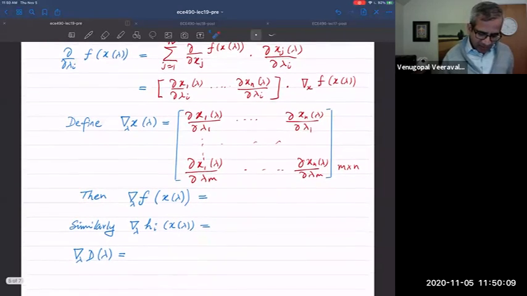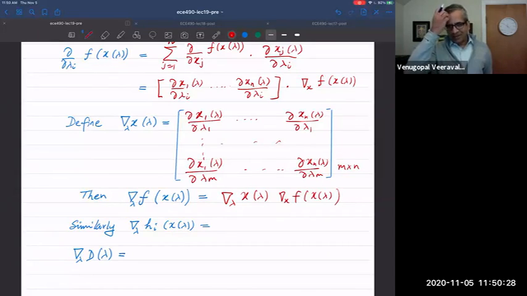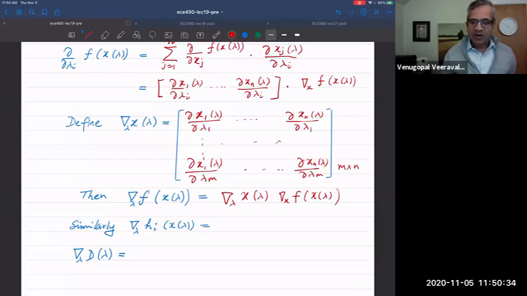So the gradient with respect to lambda of f of x lambda is given by the gradient matrix of x lambda times the gradient with respect to x of f of x lambda. Seems a little bit complicated, but it's actually not. It's just an application of the chain rule. That's how you compute the gradient of f. Similarly, you can compute the gradient of each of the hi, same procedure: gradient with respect to lambda of x lambda times gradient with respect to x of hi of x lambda.